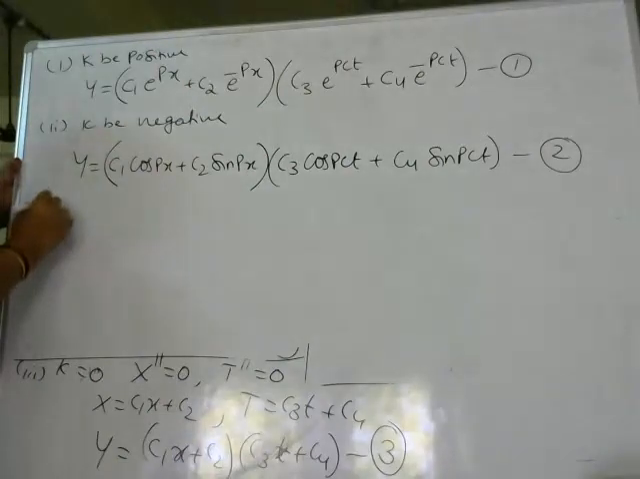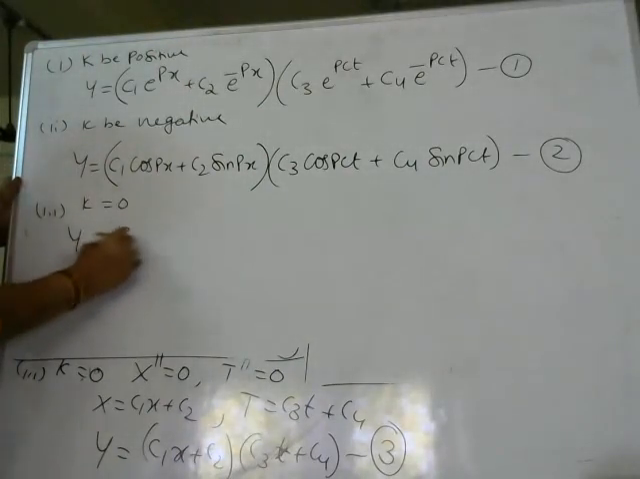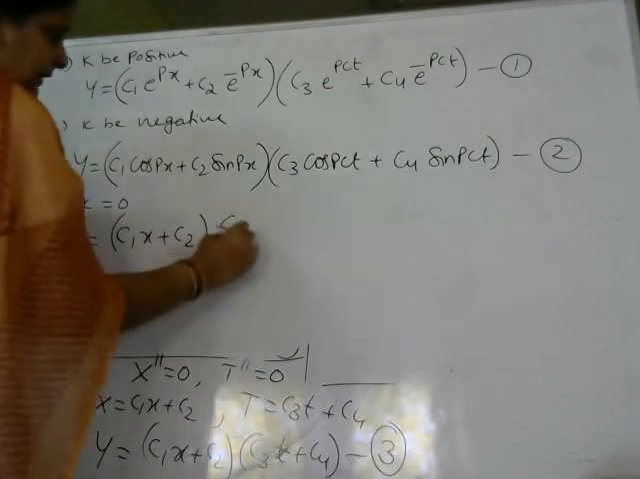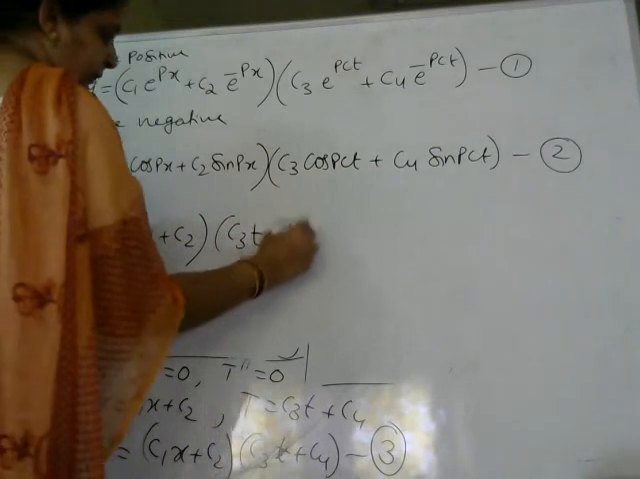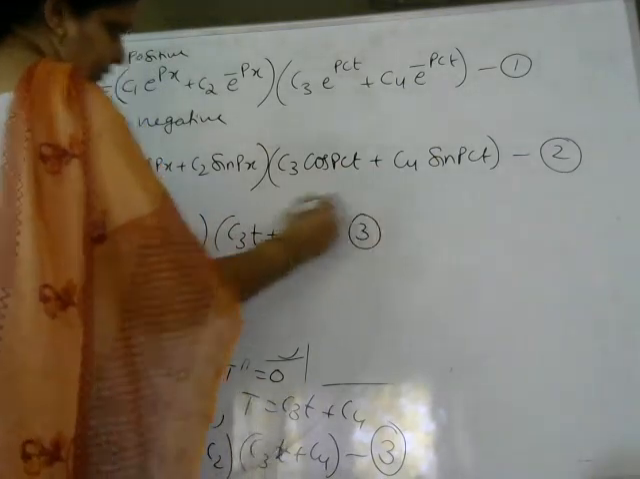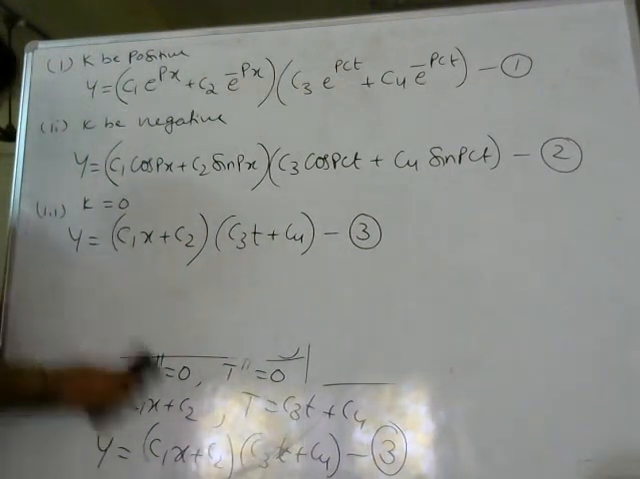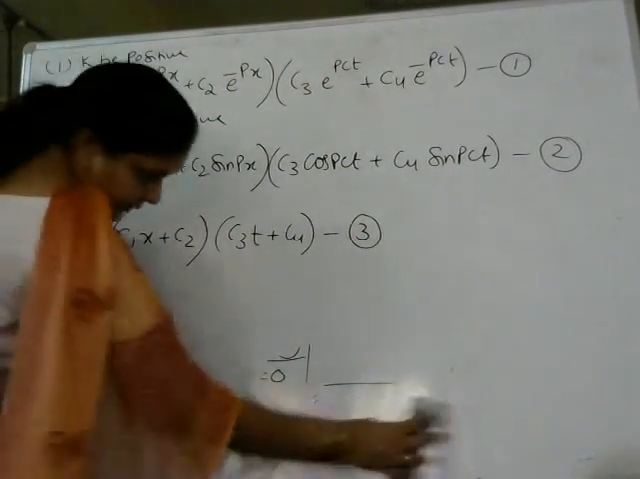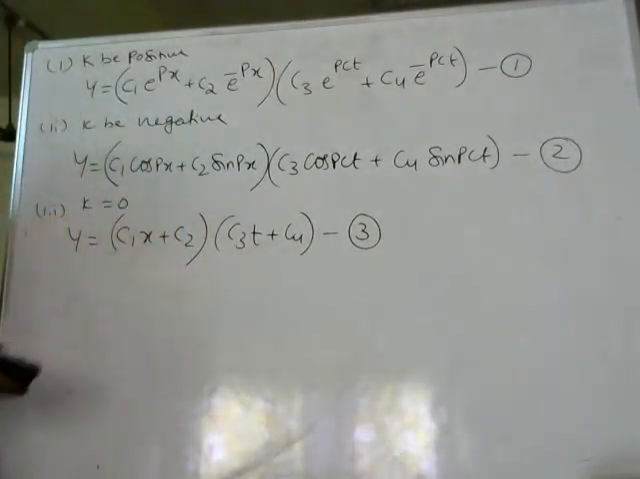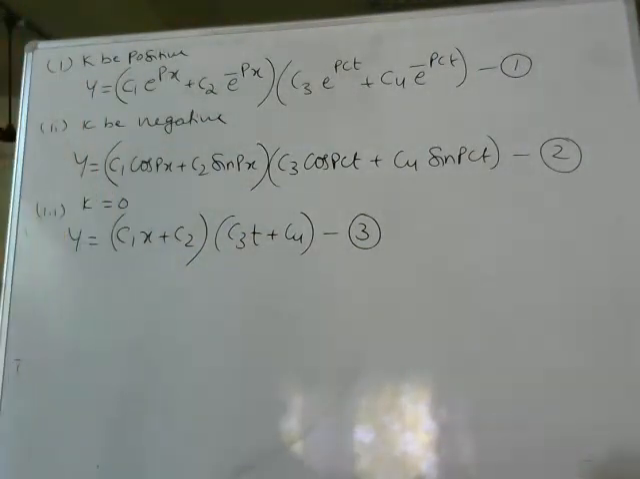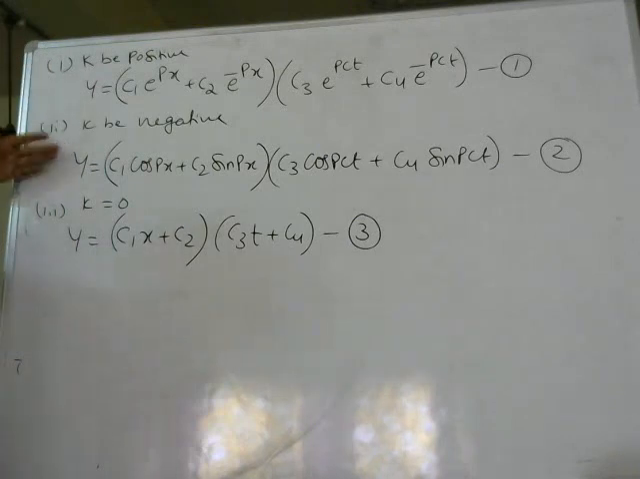What is the third condition we have? K is equal to 0. Then the solution we got is (C1x plus C2) into (C3t plus C4). Let this be the third solution. So we got three different solutions for a wave equation for three conditions: for k positive, k negative and k equal to 0. Out of these three solutions, only one solution is suitable for the wave equation form. So out of these three, we have to choose which solution is suitable for that equation.